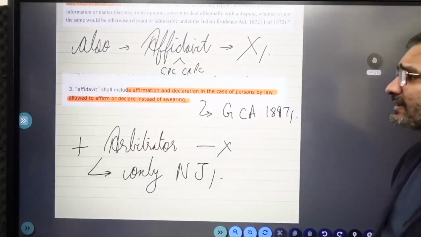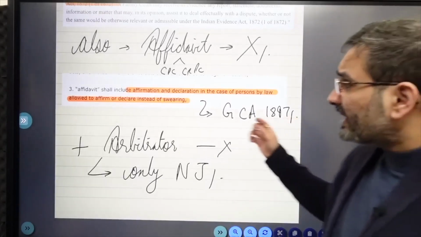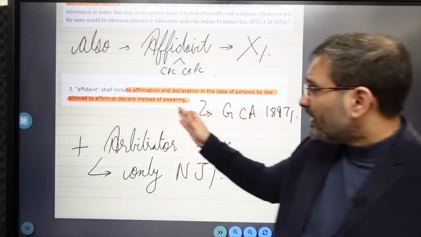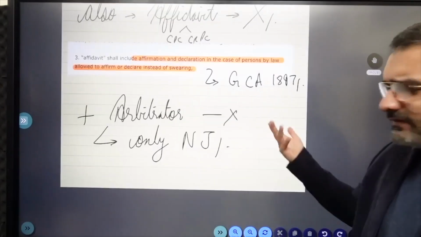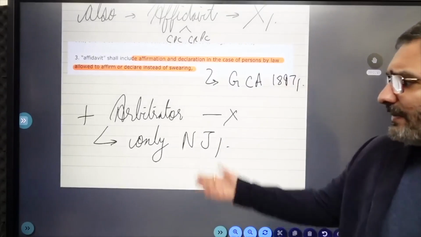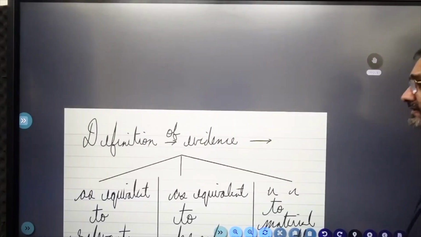सो एफिडेविट क्या है जी? शैल इंक्लूड एफर्मेशन एंड declaration. So General Clauses Act 1997 के अंदर दे रखा है. So an affidavit shall include affirmation, declaration in the case of persons by law allowed to affirm or declare instead of swearing. This is given in the General Clauses Act. We don't need to enter into any further details in this. Arbitration के अंदर फिर क्या follow होता है? Principles of natural justice. Great.